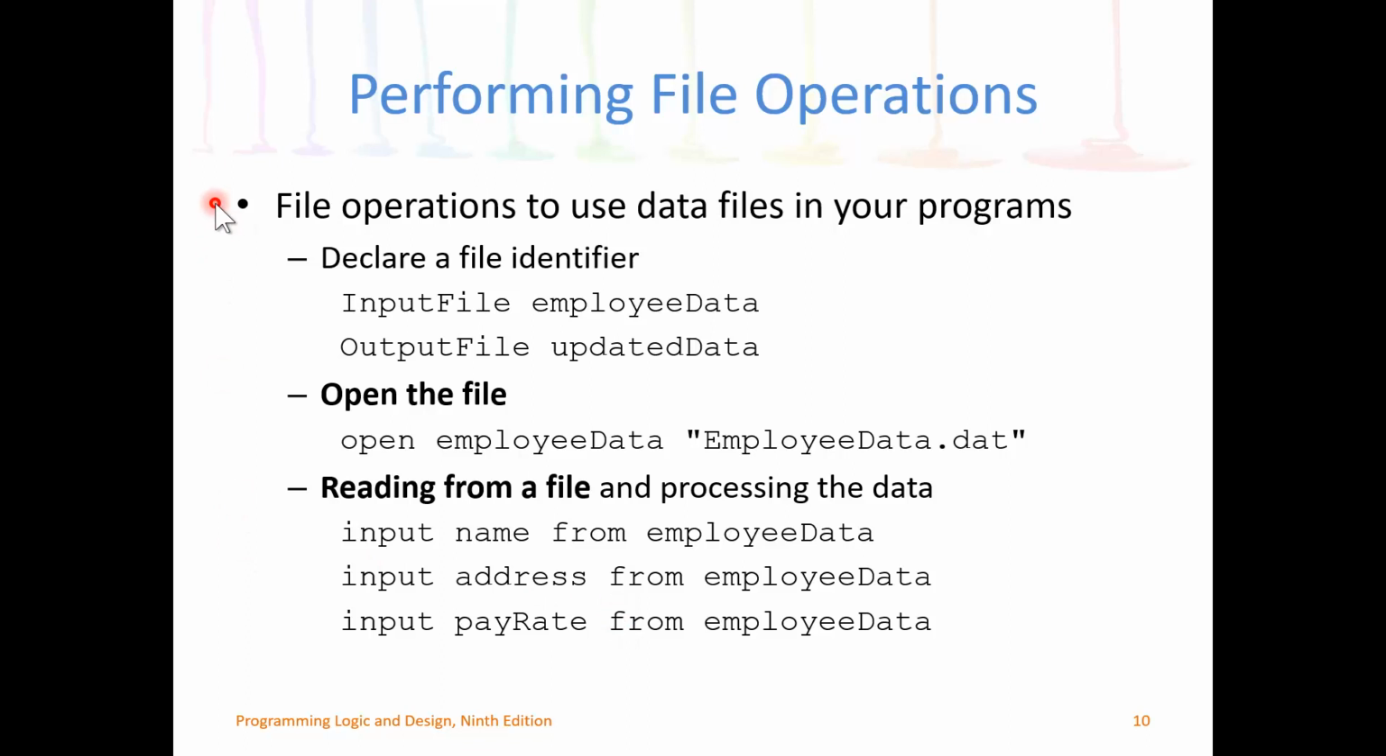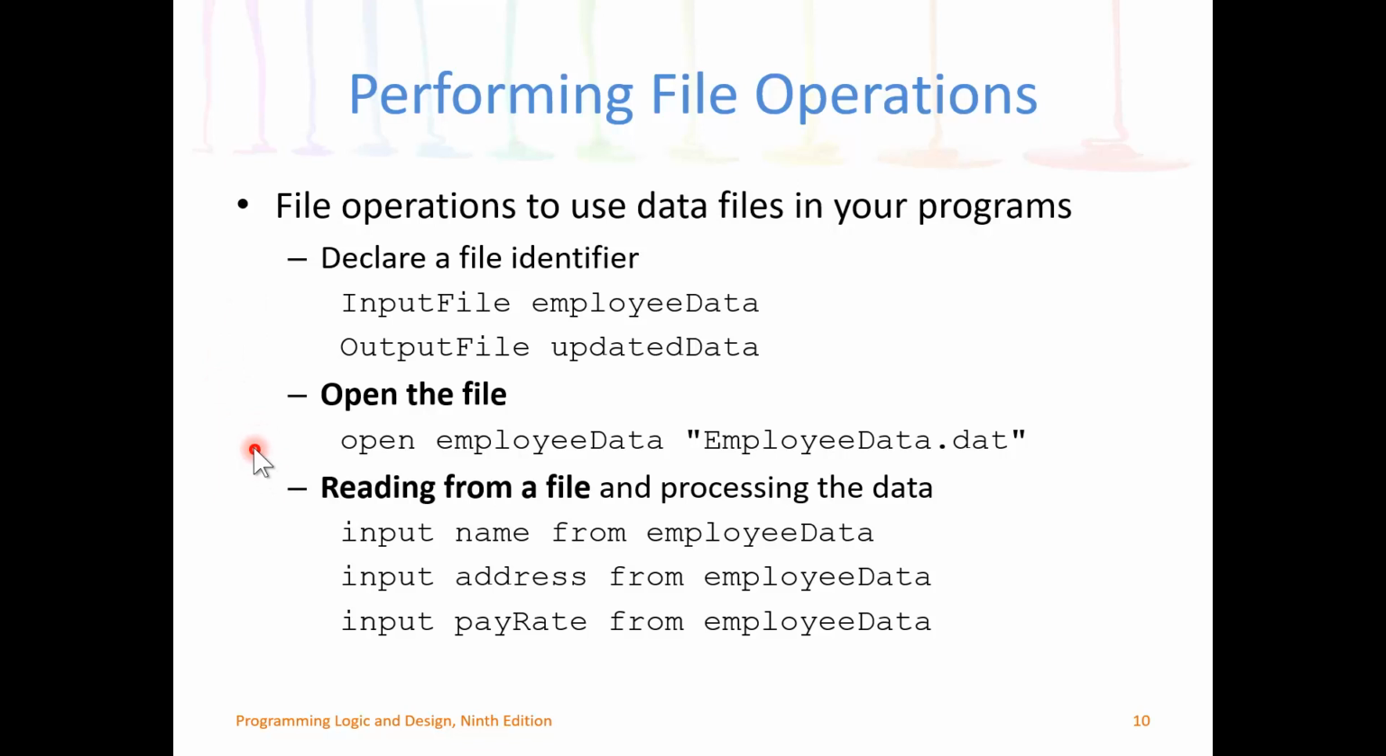How do we open and process data files? Well, the first thing we have to do is declare a file identifier, a file handle. We have to tell C++ this object is going to be used to open a file. And you'll see that in C++. I'll give you an example of that later.